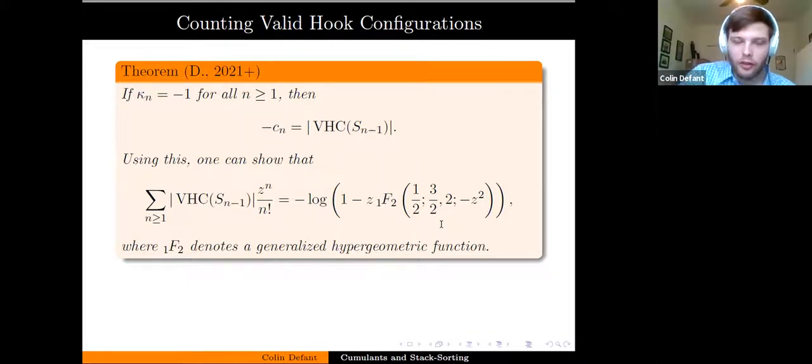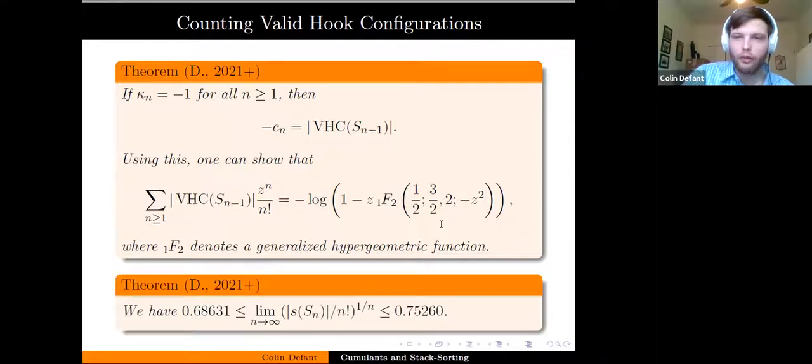Now, another reason this is nice is because I can actually use this to say something about the stack sorting map. And this goes back to the first thing I mentioned about this limit, which is measuring the size of the image of the stack sorting map. So remember, I said that I have this limit and it exists, and now I can give you this upper bound. So how do I get the upper bound?